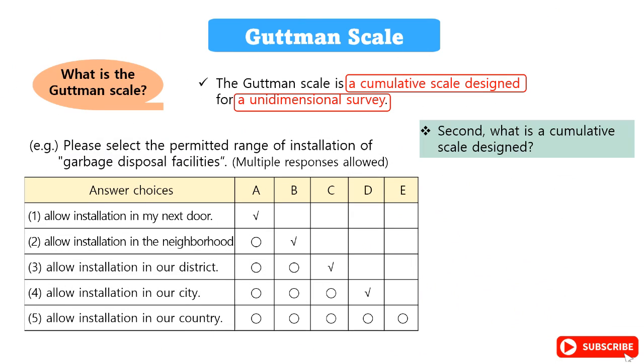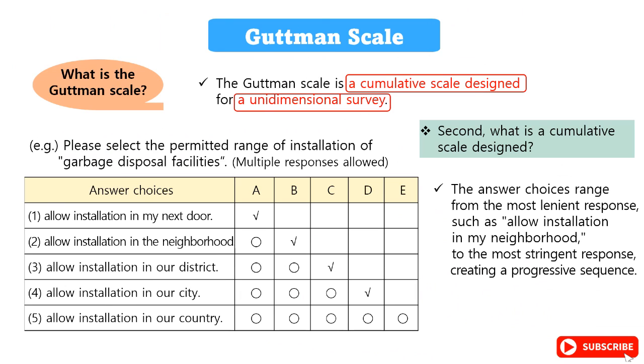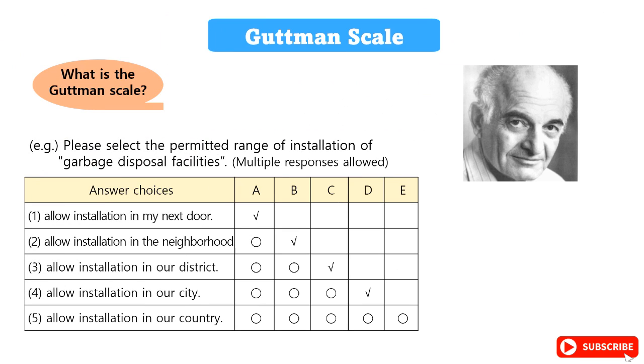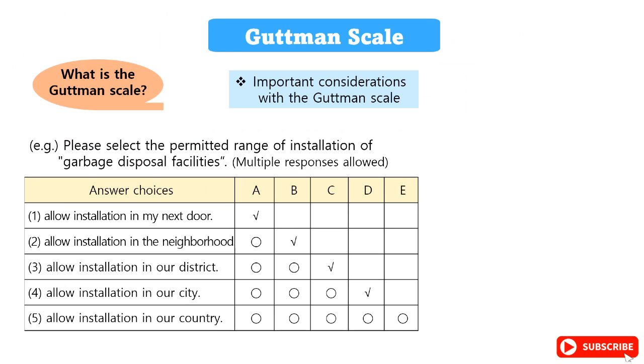In addition, the questionnaire is said to be designed cumulatively, in which the answer choices range from the most lenient response, such as allow installation next door to me, to the most stringent response, creating a progressive sequence. The Guttman scale was developed by the social psychologist Louis Guttman. There are important considerations with the Guttman scale.